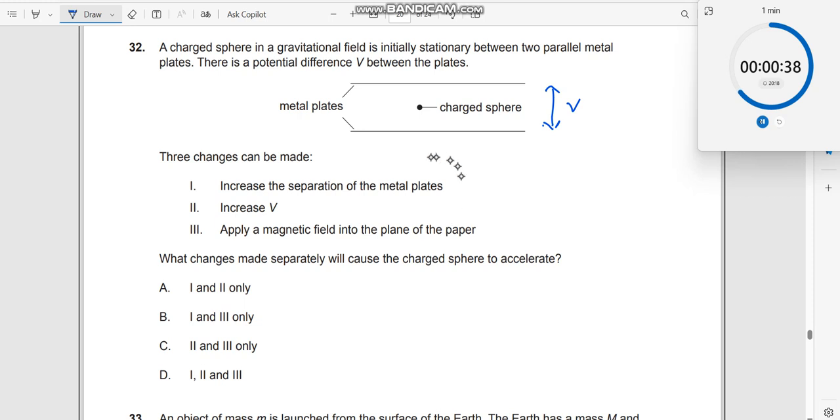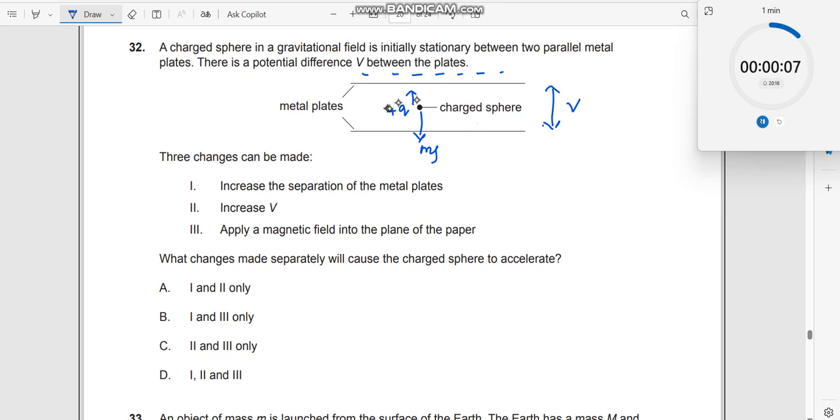If this is a charged sphere, mg will always act downward, right? In order to counteract this mg force, the electric force should be upward. When can this be upwards? The electric field can be like this, which means the charge should be negative, either the sphere is negative, or if the sphere is positive, the plate should be negative. Let me assume for the time being this is plus q over here.